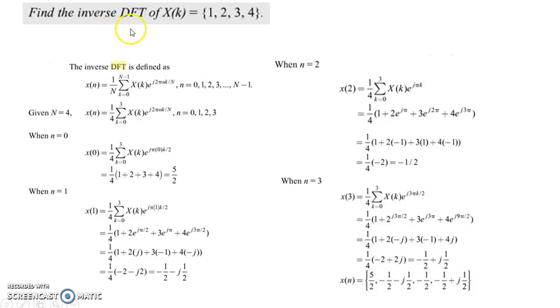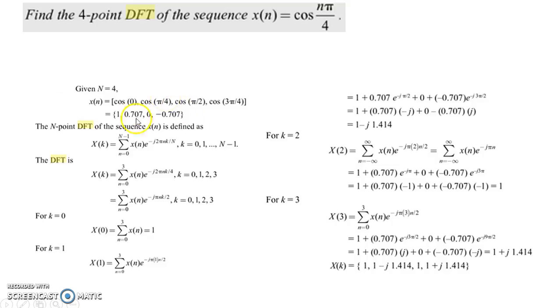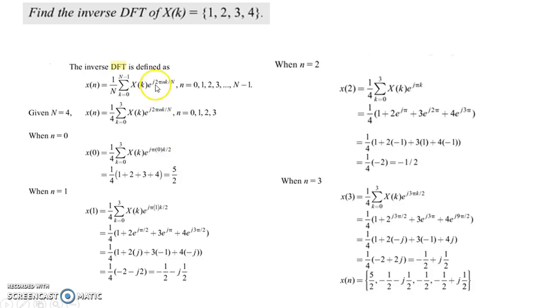Just like that, you can find out the inverse DFT of x of k for another numerical 1, 2, 3, 4. The formula here is the one that was explained before. x of n is equal to 1 by n, summation k equal to 0 to n minus 1, x of k e raised to j 2 pi n k by capital N. If you look at the difference, you can see that in the DFT the formula is e raised to minus j 2 pi n k, and here it becomes e raised to j 2 pi n k. So solving for that, you can use the same formulas here.